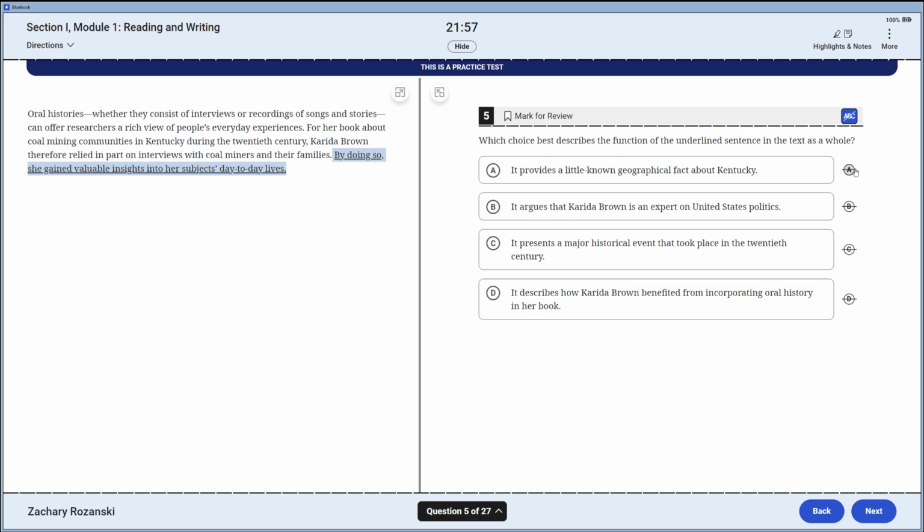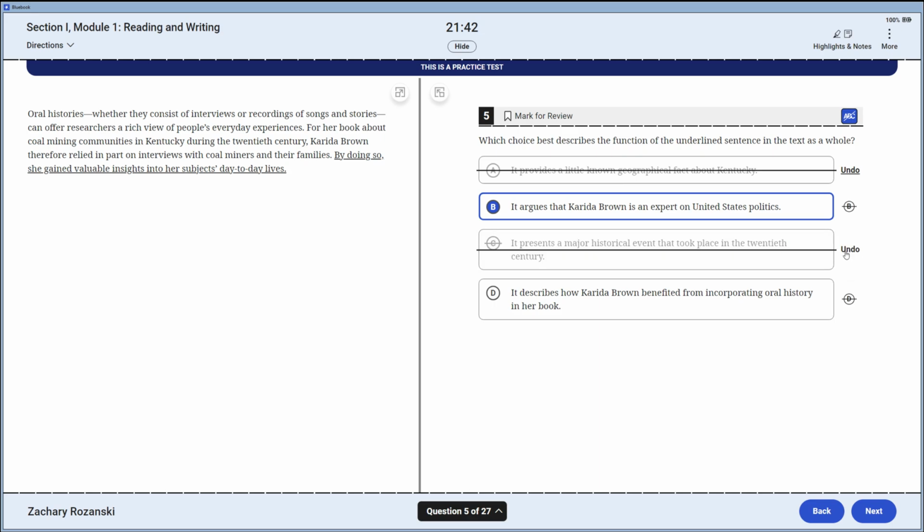A little known fact: this does not provide a little known geographical fact about Kentucky. It argues that she is an expert on politics. Valuable insights, maybe, but I don't know how I'd access politics from this. Presents a major historical event. It does not present a major historical event. It describes how she benefited from incorporating oral history in her book.